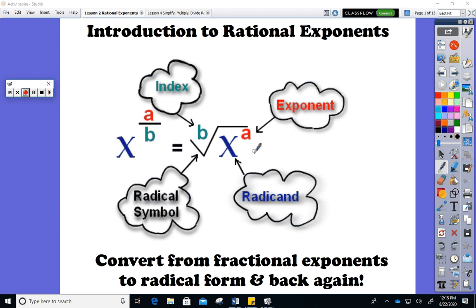Today we are going to build on our discussion of exponents from yesterday by looking at rational exponents. Now, don't be worried about that word. In a math class, rational simply means fractional.